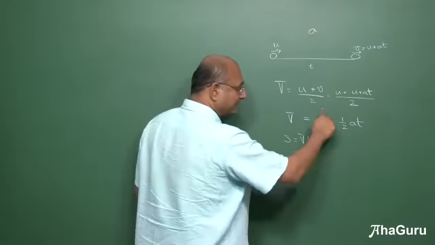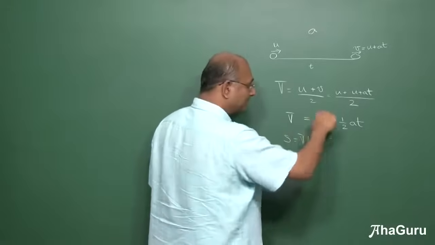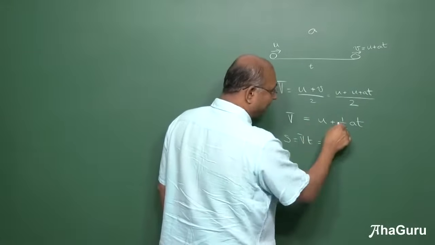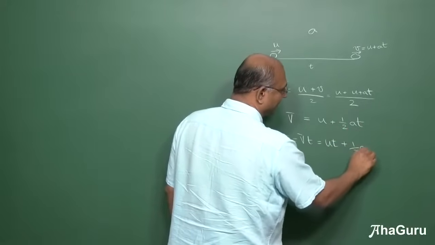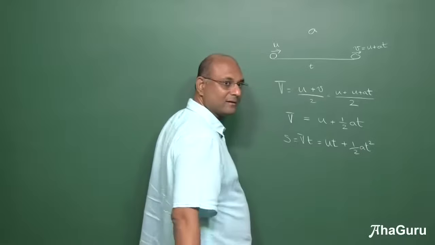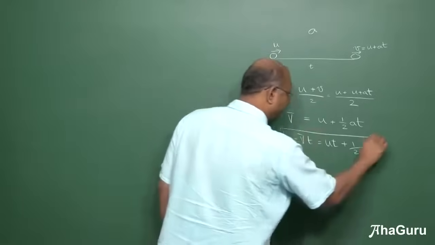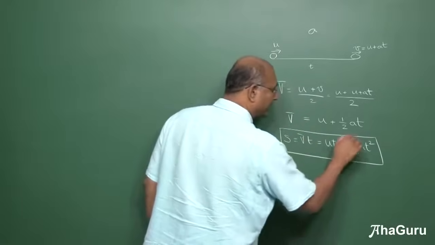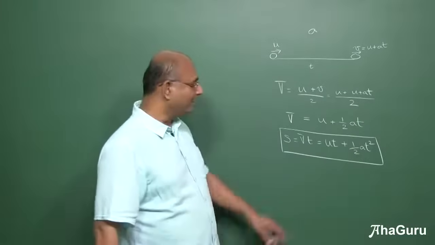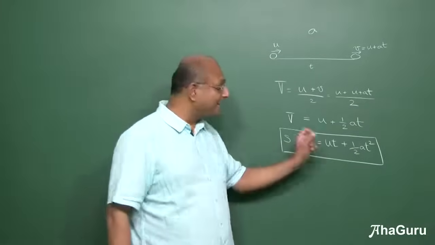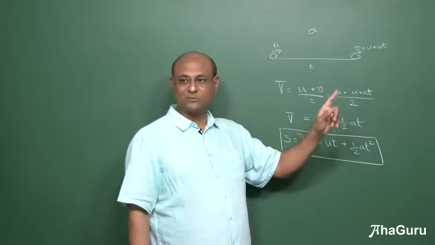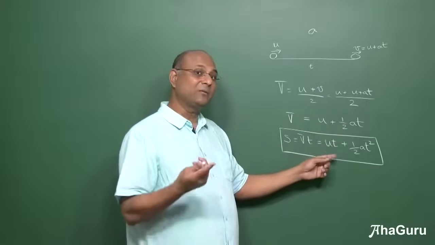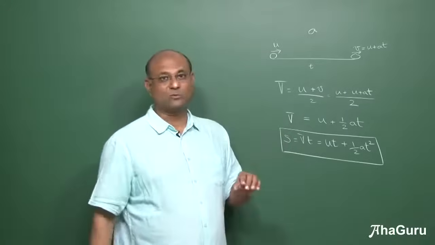Correct? That means it is in this time. But this into time, u plus half at into t is ut plus half at t square. So we say displacement is ut plus half at t square. You would have learned this as Galileo's second equation for uniform accelerated motion. We call this second equation of motion, but basically it's Galileo's second equation for uniform accelerated motion only.